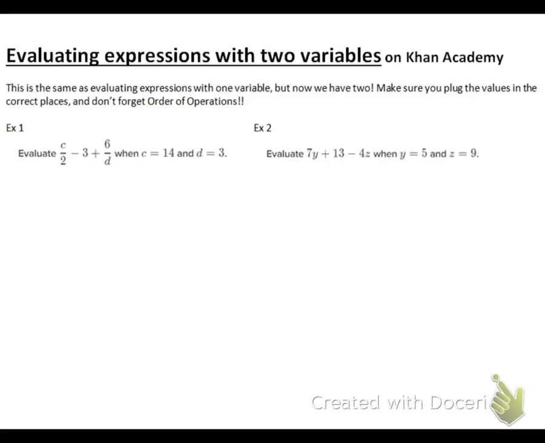So example number 1, evaluate C divided by 2 minus 3 plus 6 divided by D when C equals 14 and D equals 3. So when we see that C, we're going to substitute 14. When we see the D, we're going to substitute 3. So go ahead and write that out accurately on your paper. So I'm going to have 14 for my C divided by 2. And then when I see my D, I'm going to substitute 3.